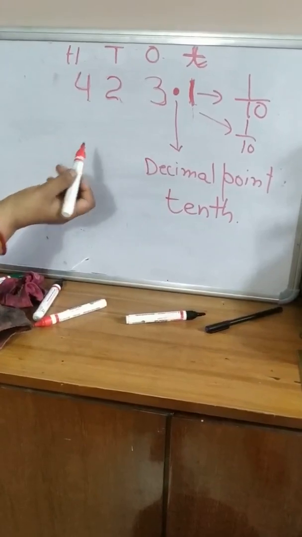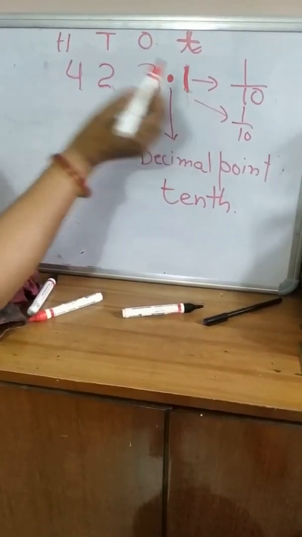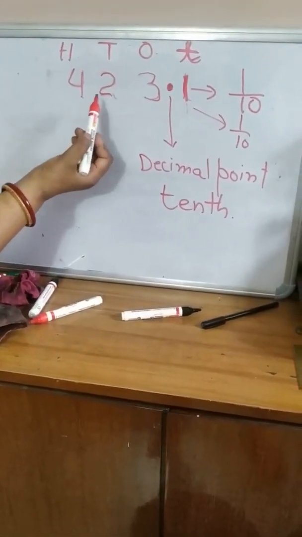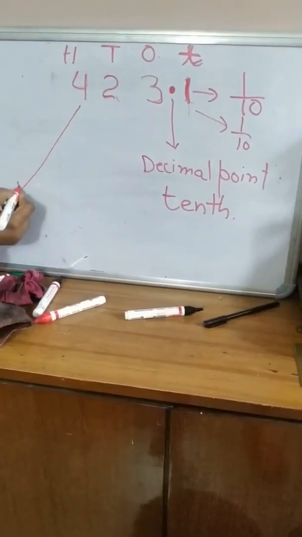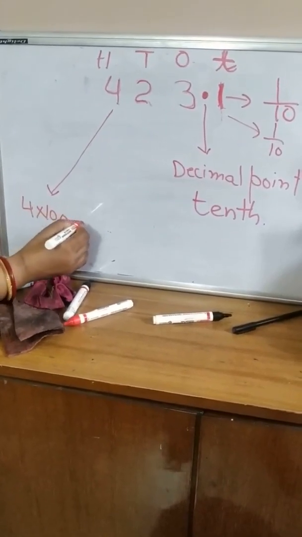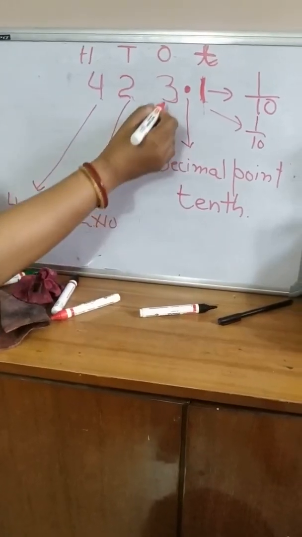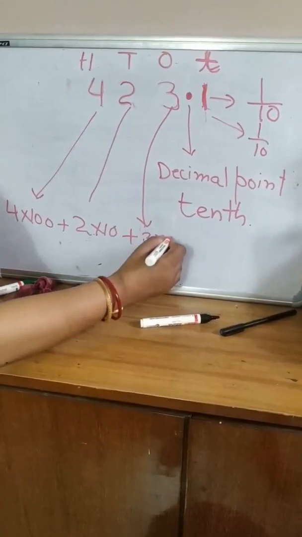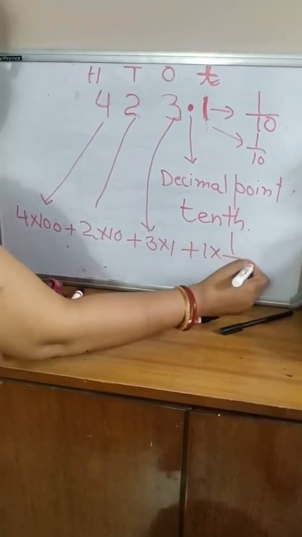So I will read it 423.1. This is the tenths place. So here how will I represent it? This is 4 into 100 plus, what is the value of this? 2 into 10 plus, what is the value of this? Plus 3 into 1, and then what is the value of this? Plus 1 into 1/10. Okay.